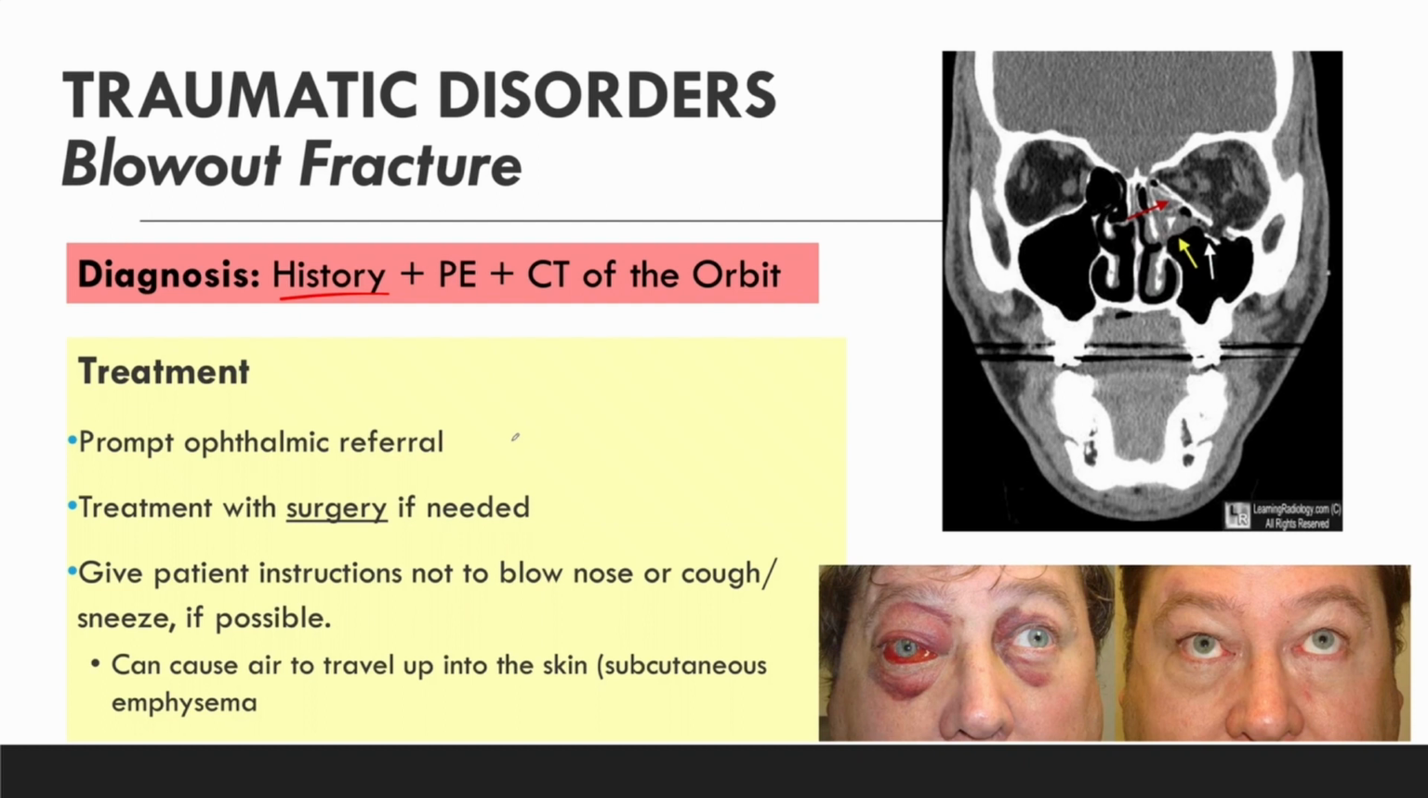If you do have an orbital fracture, you do need to have an ophthalmic referral. It should be pretty prompt. Sometimes plastic surgery are the folks that see these patients, because they have to reconstruct some of this orbit. It really just depends what facility you're working at and who's on call. Surgery might be necessary. Otherwise, sometimes it's just monitoring. The main thing is you give the patient instructions not to blow their nose and not to cough or sneeze, if they can help it, obviously can't always help it, but that's what can cause air to travel up and get into the skin around here. It goes up through here and gets all in this area, and it can be very uncomfortable and look funky. Right.